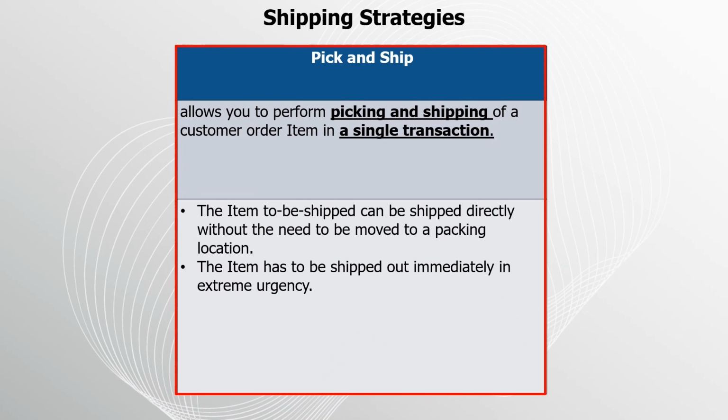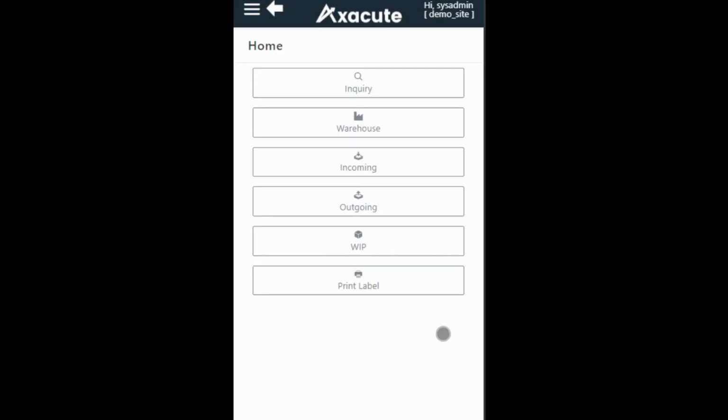It comes in handy when the item to be shipped can be shipped directly without the need to be moved to a packing location. Or you are not too particular on the item allocation rules and would like to ship out the item immediately. To perform a pick and ship, at the homepage, click on the Outgoing button.